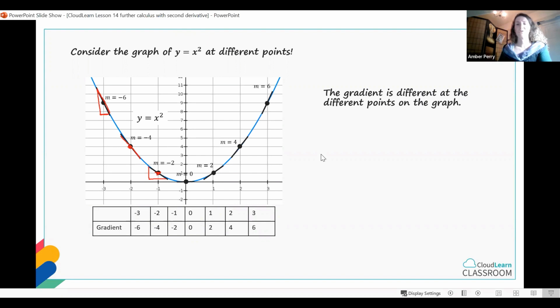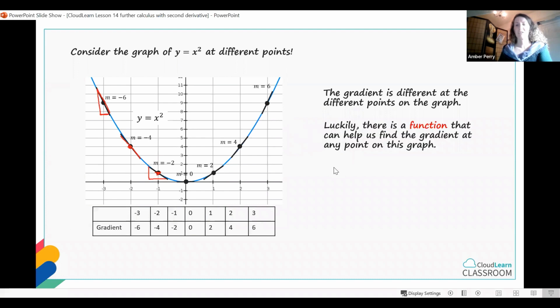Does anyone want to have a guess at what the gradient function might be? Remember, we can find the gradient at any point on this graph by just doing something to the value of x. Where x is 1, the gradient is 2. Where x is 2, the gradient is 4. Where x is 3, the gradient is 6. And on the other side, where x is -1, the gradient is -2. Where x is -2, the gradient is -4.